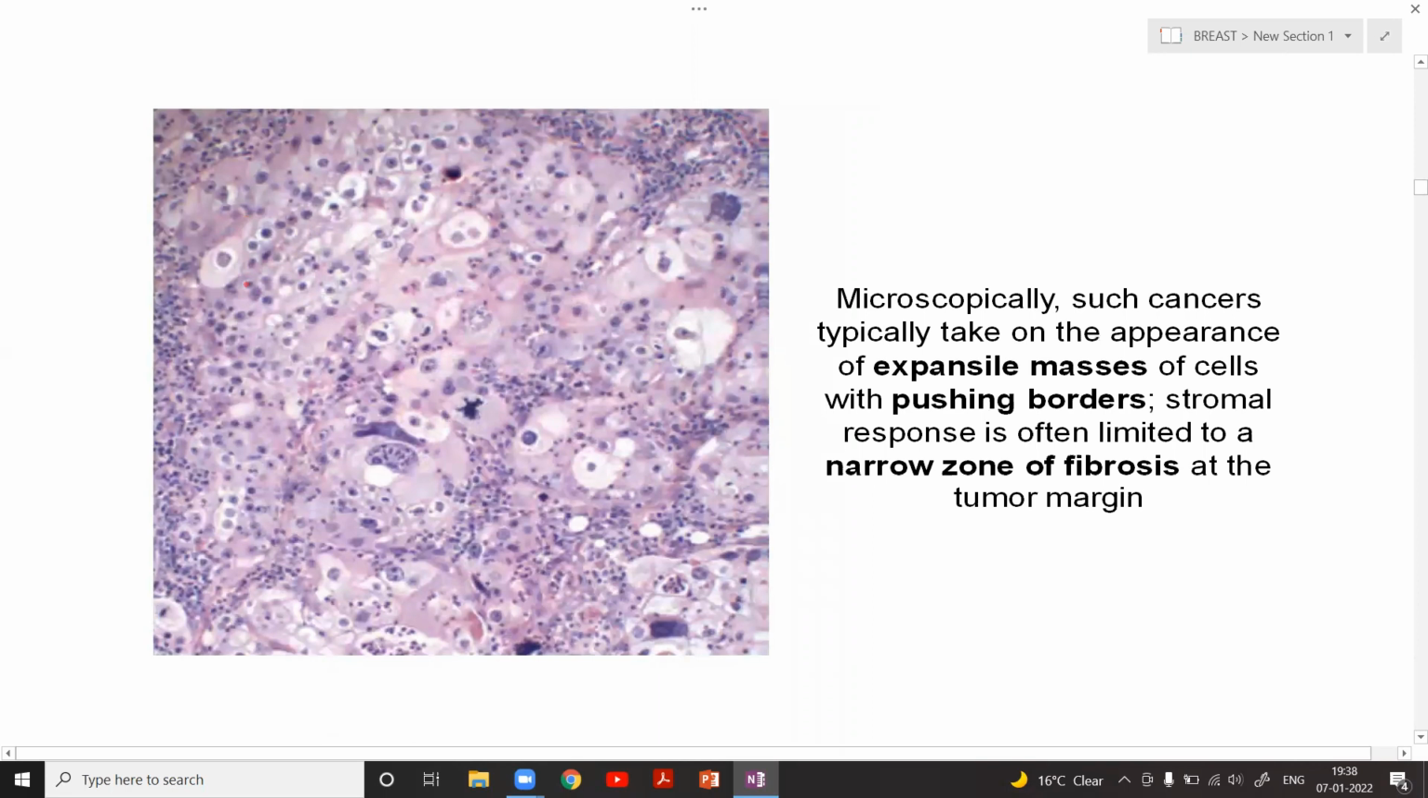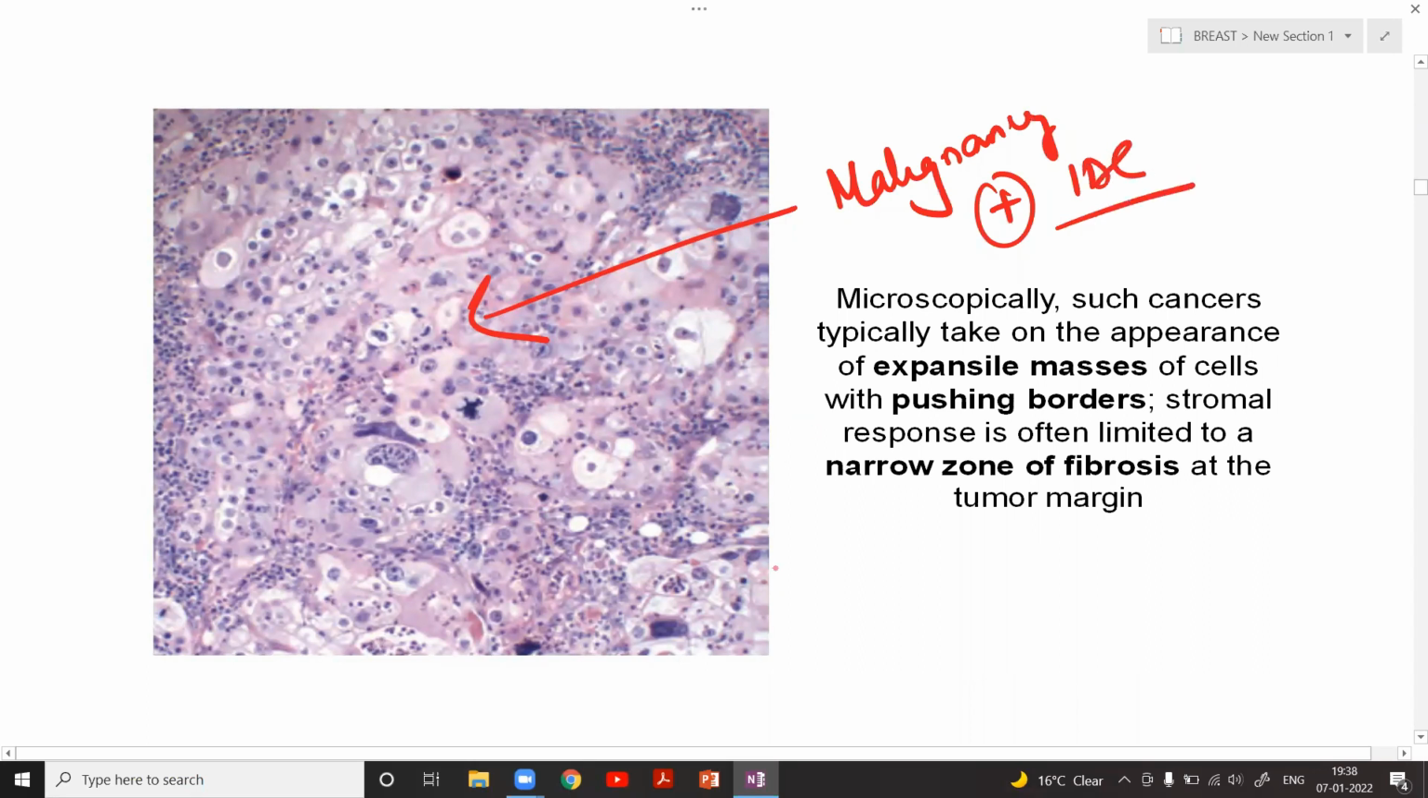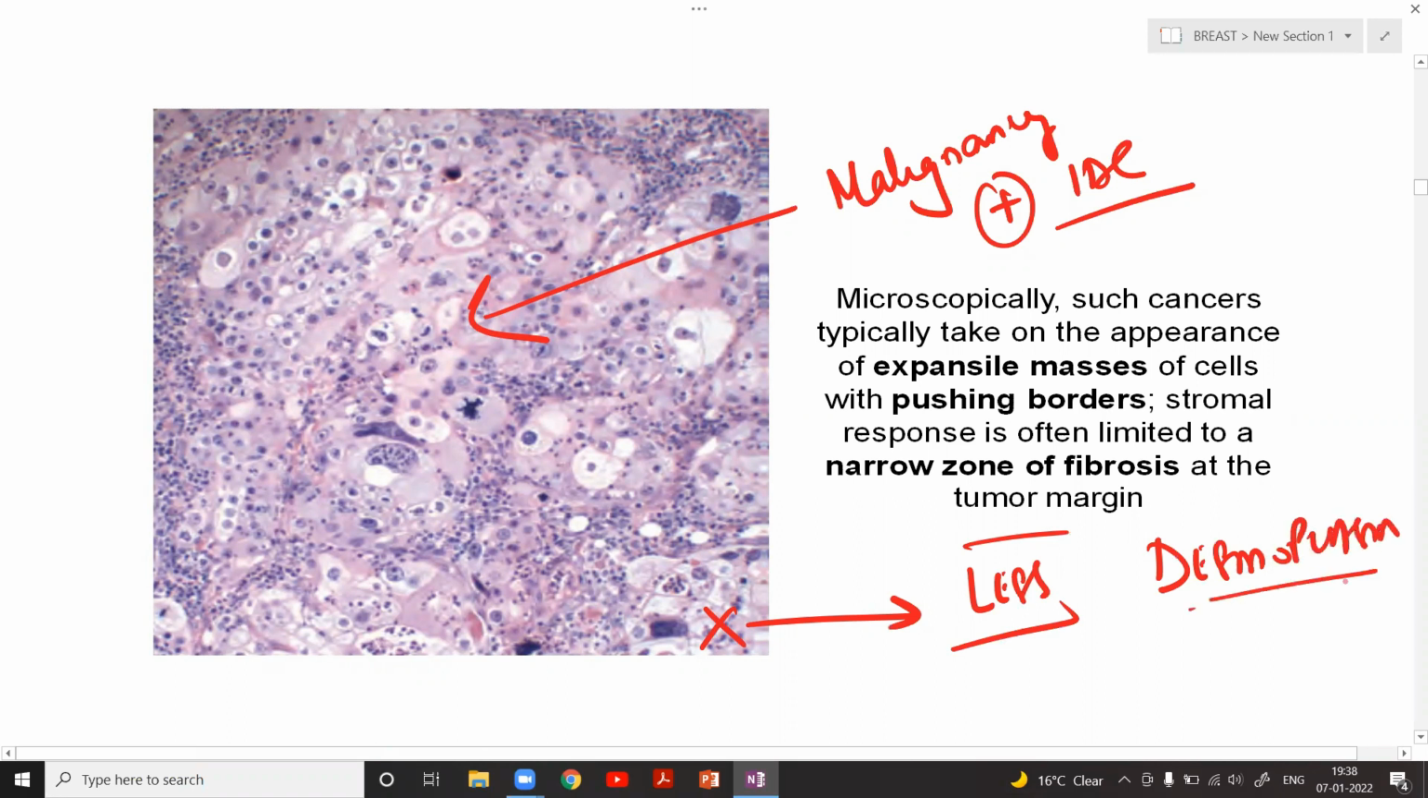But under the microscope, we saw that there were a lot of malignant cells over here. So we can see malignancy over here, that this came out to be positive for IDC. But is there any kind of desmoplastic reaction? No, there was very less. Okay, there was less desmoplasia, although there was, but it was less compared to the previous diagram. So there was less desmoplasia over here.